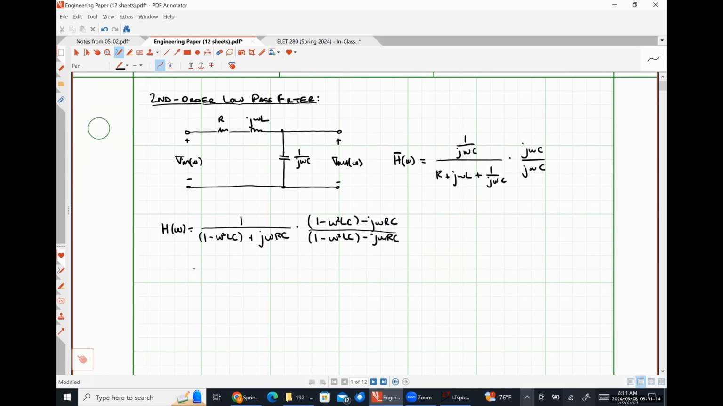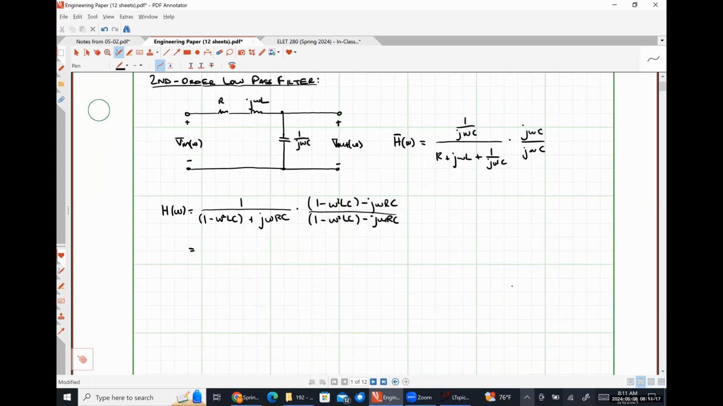And obviously then my numerator is just going to be 1 minus omega squared LC. That's my real part. My imaginary part is going to be negative j times omega RC. And then what should my denominator be for both of these terms? It's going to be the same thing: 1 minus omega squared LC quantity squared.